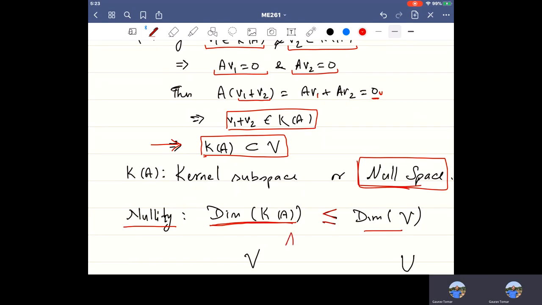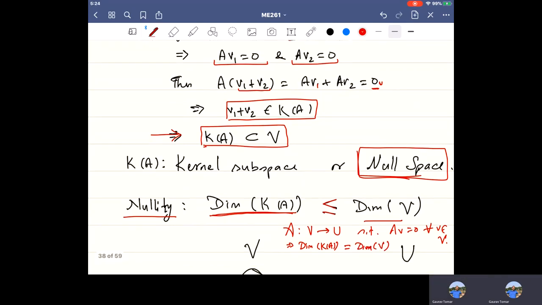Now, take the mapping A, which is a zero mapping, from V to U such that A of v is equal to 0 for all vectors v belonging to the vector space V. In that case, the equality will hold. You would have the dimension of the kernel space being equal to the dimension of V. That's a very special case of the zero mapping, which maps everything to 0.